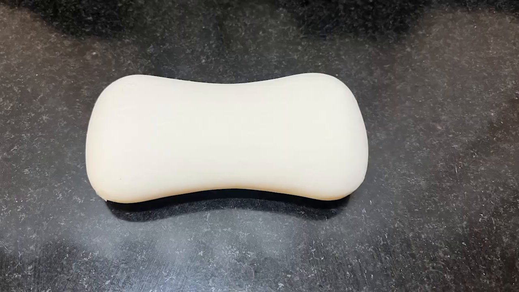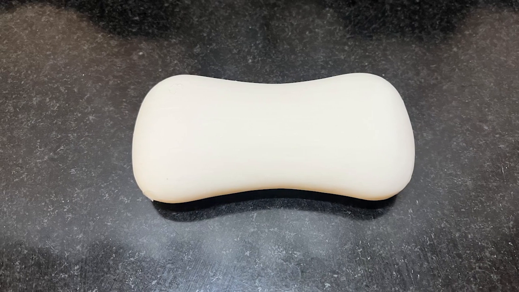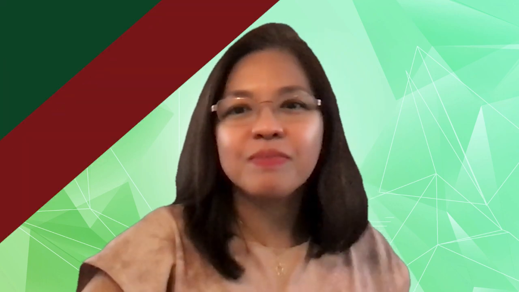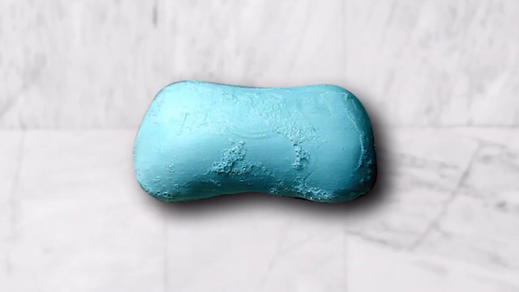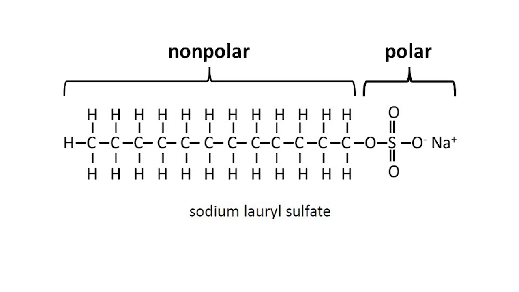The chemical structure of soap includes both polar and nonpolar parts. These parts allow the soap molecules to interact with both oil and water. And let's get to know more about this. The main cleaning ingredient of soap and dishwashing liquid is usually sodium lauryl sulfate, which has a polar part and a nonpolar part. The sulfate group is polar, while the carbon chain on the other end is nonpolar.